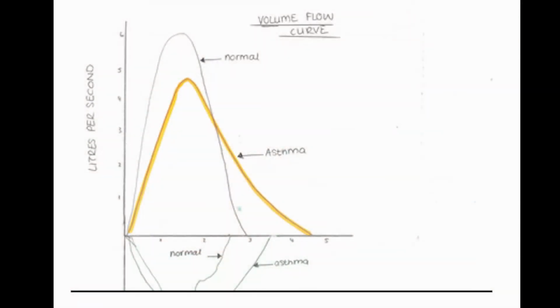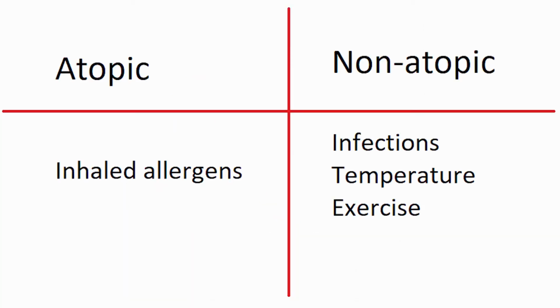There is a decrease in FEV1. This is the forced expiratory volume in 1 second. Rhianna's forced vital capacity is unaltered. This is the amount of air she can forcefully exhale. Triggers of asthma can be atopic or non-atopic. Inhaled allergens is an example of an atopic trigger, whilst non-atopic triggers include respiratory infections, cold air, stress or exercise.